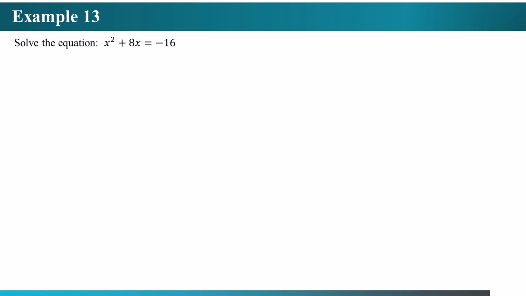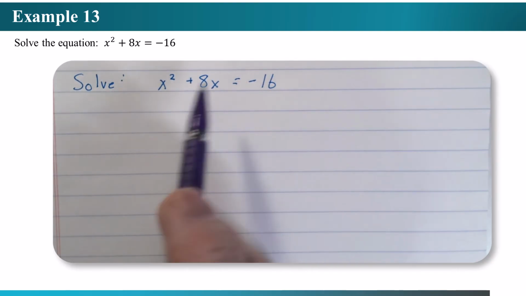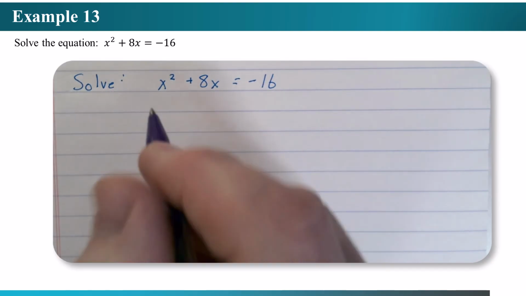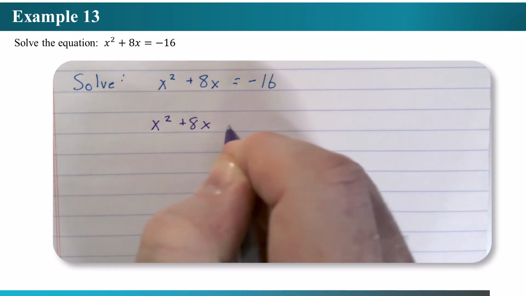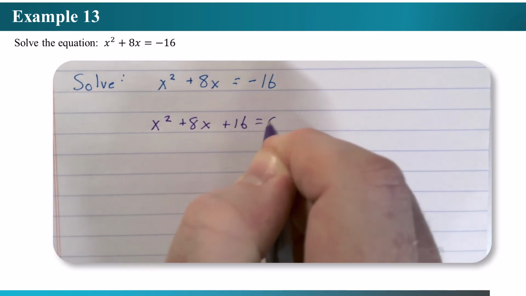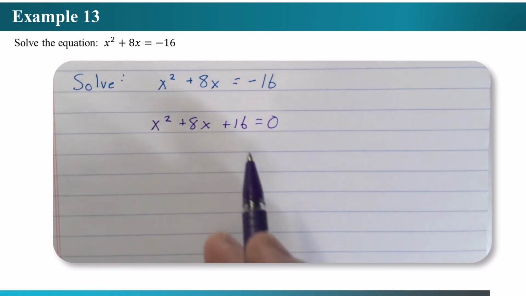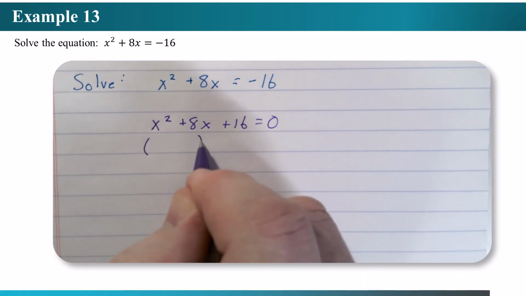In example 13, we want to solve the equation x squared plus 8x equals negative 16. So I'm going to start by just taking everything and bringing it over to the left-hand side. So I have x squared plus 8x plus 16 equals 0. Well, now maybe we can factor this. Let's give it a try.